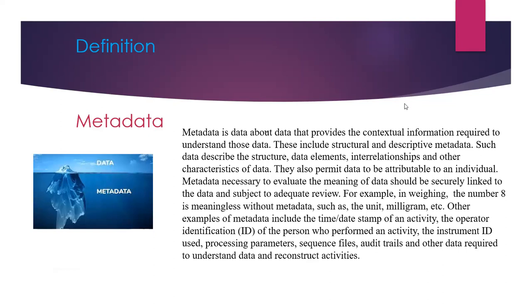So these are the metadata by which we can understand the data. For example, in weighing, the number 8 is meaningless without metadata, such as the unit of milligram. Other examples of metadata include the time and date stamp of an activity, the operator ID of the person who performed an activity, the instrument ID used, processing parameters, sequence files, audit trails, and other data required to understand data and reconstruct an activity. These all are the metadata. So a major part of our data is metadata.